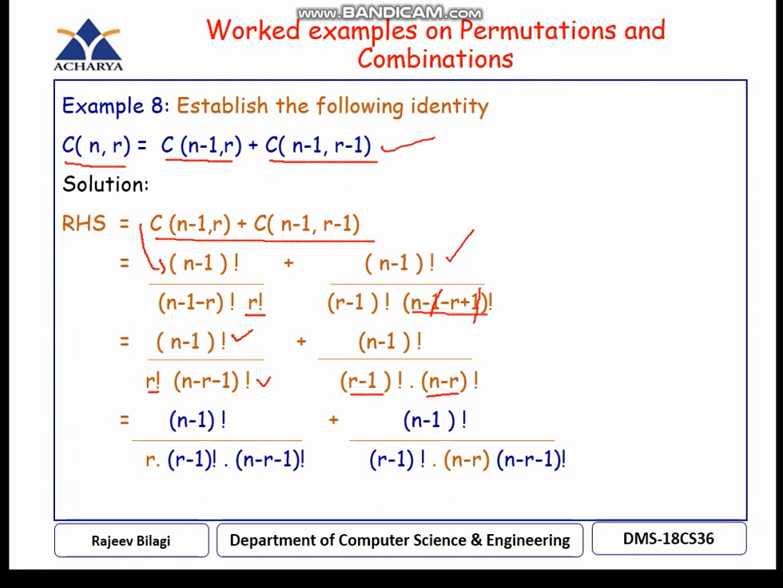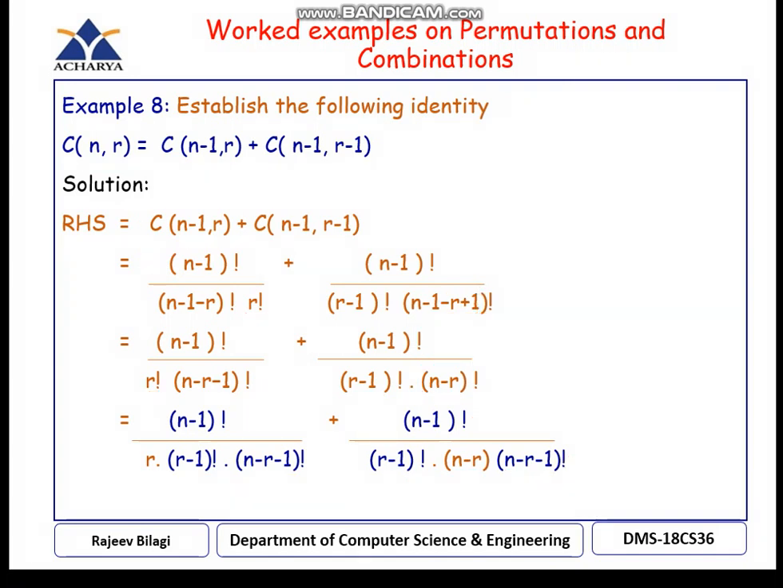So now n factorial divided by, I have taken this r factorial and written it as r into (r minus 1) factorial. This I have kept as it is, (n minus r minus 1) factorial. So here (n minus 1) factorial, (r minus 1) factorial, I have kept as it is. Now this (n minus r) factorial, I can write as (n minus r) into (n minus r minus 1) factorial.